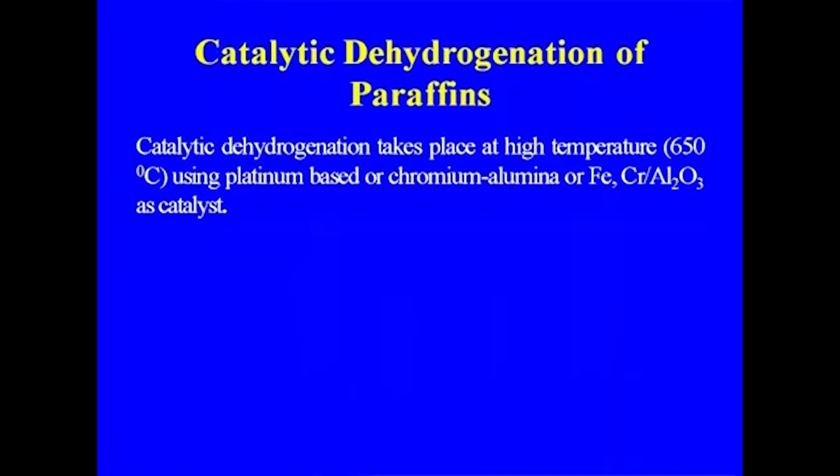This is the same catalytic dehydrogenation that takes place. The condition for the catalytic dehydrogenation of paraffin is high temperature, using platinum-based or chromium alumina or Fe chromium alumina as catalyst. So, various combinations are there.